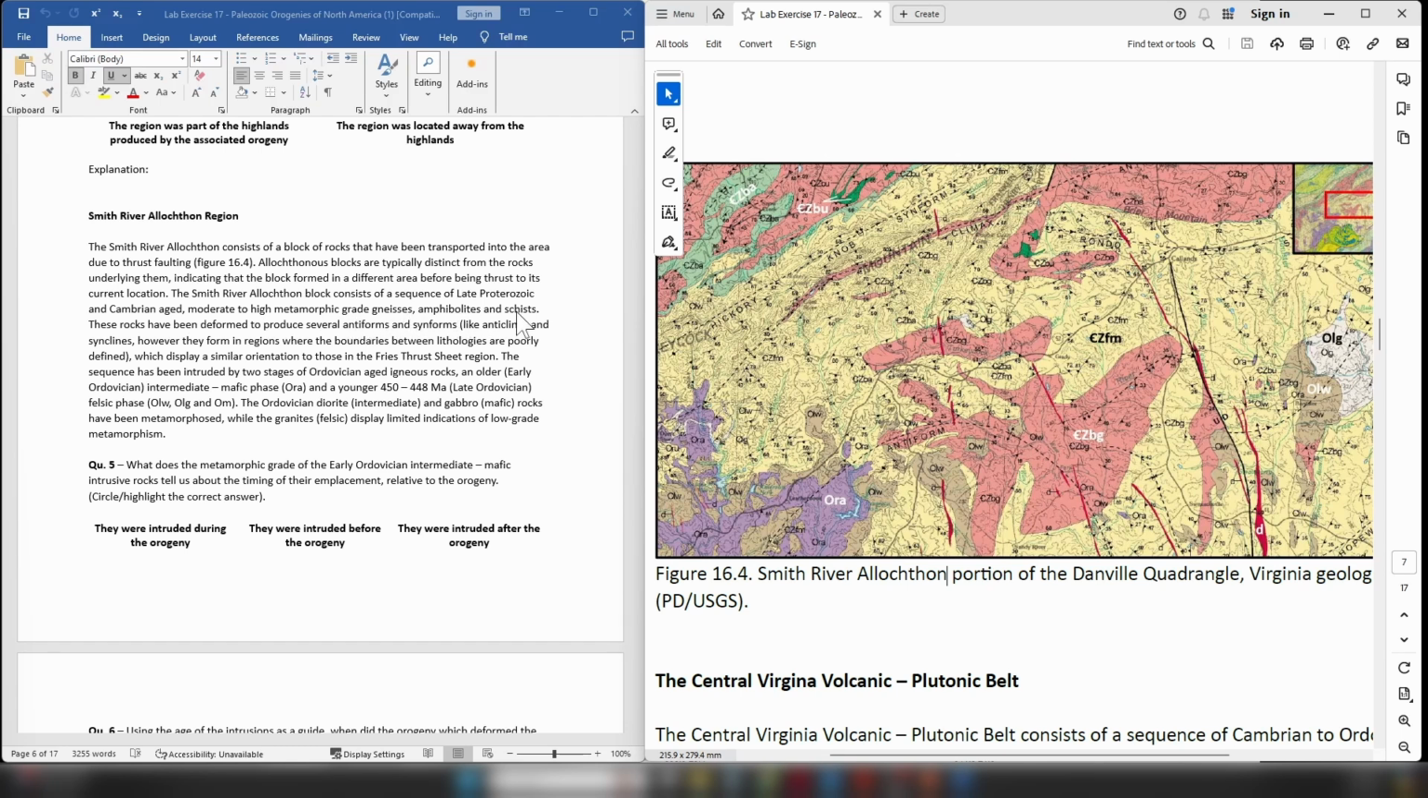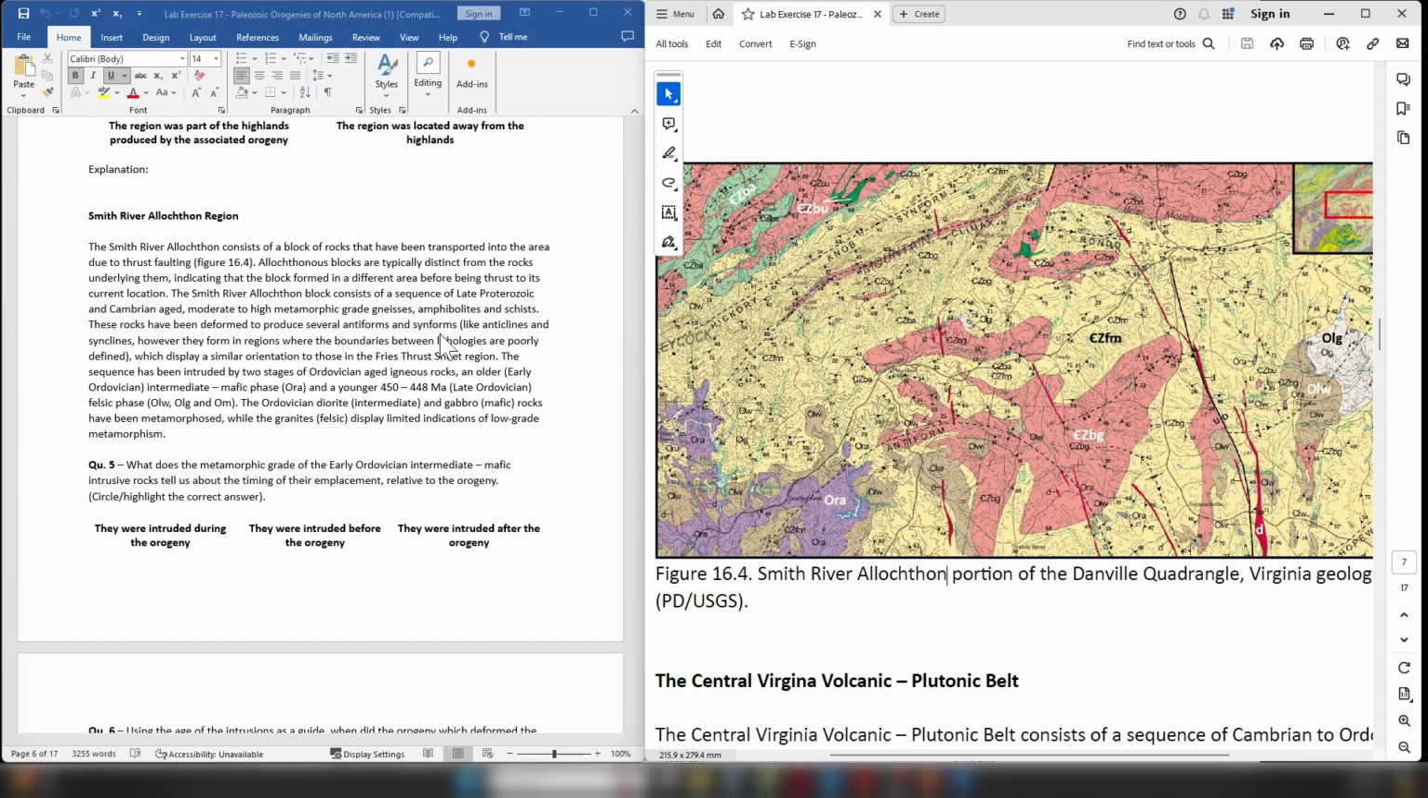So right, straight away, we can see we definitely have an increase in the metamorphic grade. And this increase in metamorphic grade is associated with rocks which show foliation. So we have gneisses and we have schists that suggest compressive forces that are causing the minerals to align to produce the foliation. So the rocks within this region have been deformed to produce several antiforms and synforms.